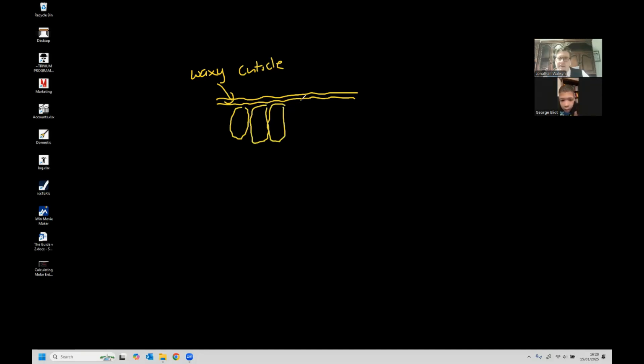We've then got a load of big cells like this, and you're going to have to remember this name, unfortunately. These cells are called palisade cells. What are they called? Palisade cells. Palisade, palisade, palisade. What do you think palisade cells will contain a lot of? What organelle? What thing in the cell will they have lots of?